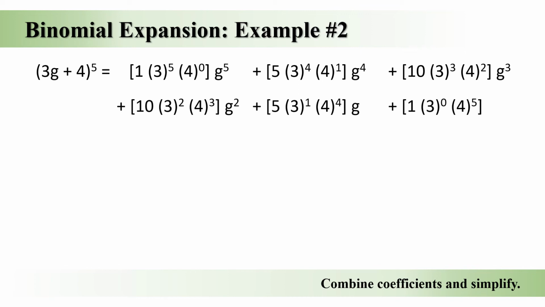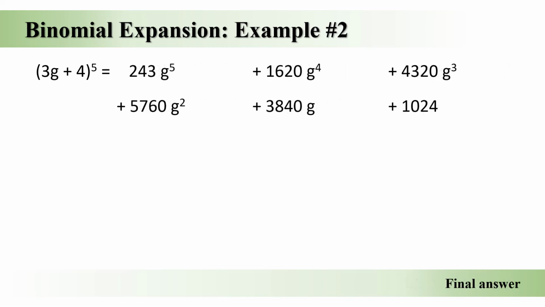When you're done with that, then you'll just multiply that result by g to the fifth. For the second term, you'll take the 5 from Pascal's triangle, multiply it by 3 to the fourth, multiply that by 4 to the first, figure out that result, and then multiply that by g to the fourth. And you're going to continue the process until you get to the last term. And if you do so, you will come up with 243g to the fifth, plus 1620g to the fourth, plus 4320g to the third, plus 5760g to the second, plus 3840g, plus 1024.